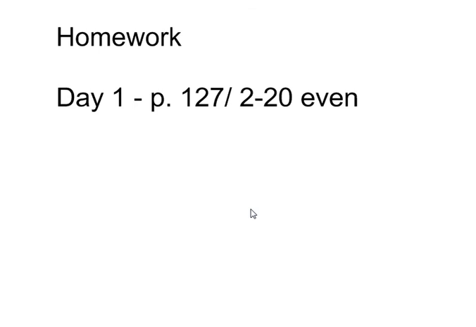Your homework that we're going to work on in class tomorrow, again, is just going to be adding, subtracting, multiplying, dividing functions, and then we're going to do the composition of functions, the f of g and the g of f. Your homework is page 127, 2 through 20 even. We will do part 2 the next day.